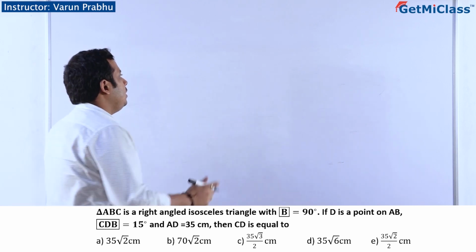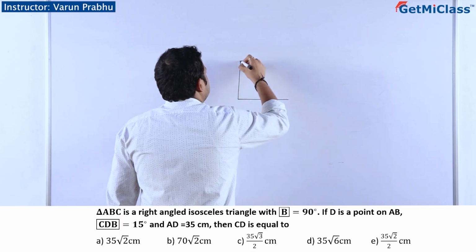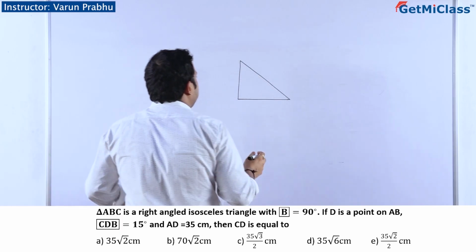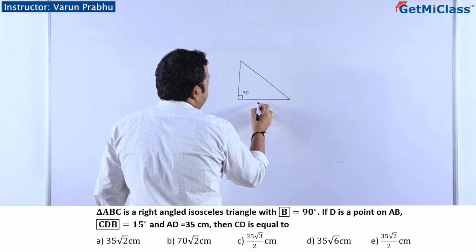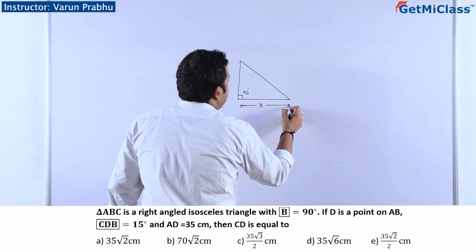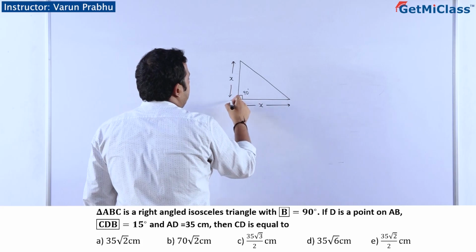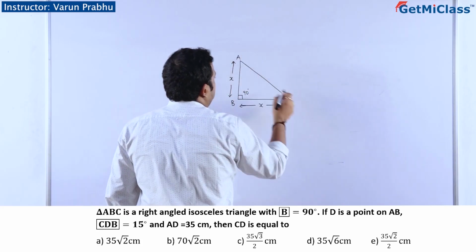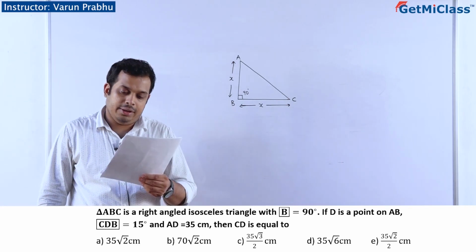If you look at this description of the problem, it's told that triangle ABC is an isosceles right angle triangle with angle B equal to 90 degrees. What is the meaning of isosceles right angle triangle? If I consider this side as x, then this also will be x, because the longest side of the right angle triangle is the hypotenuse. That cannot become equal to any of the sides. This is the isosceles right angle triangle.